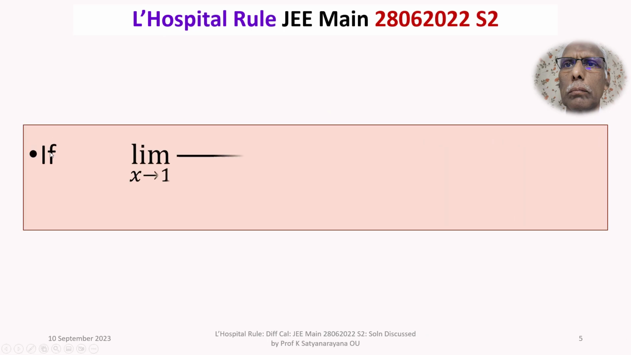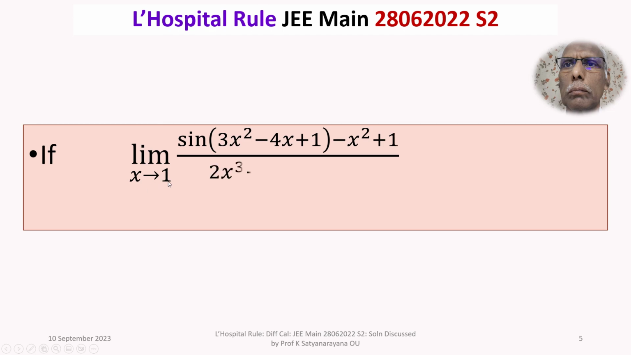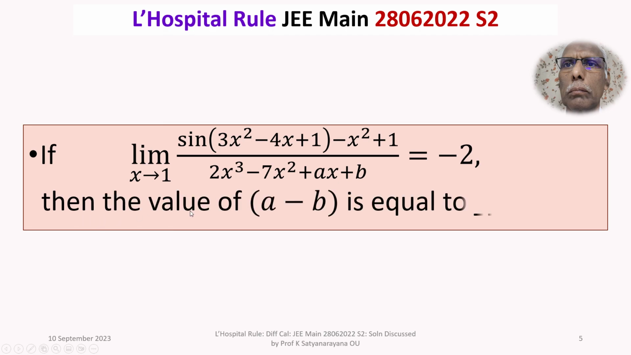The given question is: if the limit as x tends to 1 of the quotient, in which the numerator is sine of (3x² − 4x + 1) minus x² plus 1, and the denominator is 2x³ − 7x² + ax + b, is equal to −2, then the value of a − b is equal to? We are given a quotient whose limit as x tends to 1 is −2, and we are required to find the value of a − b.